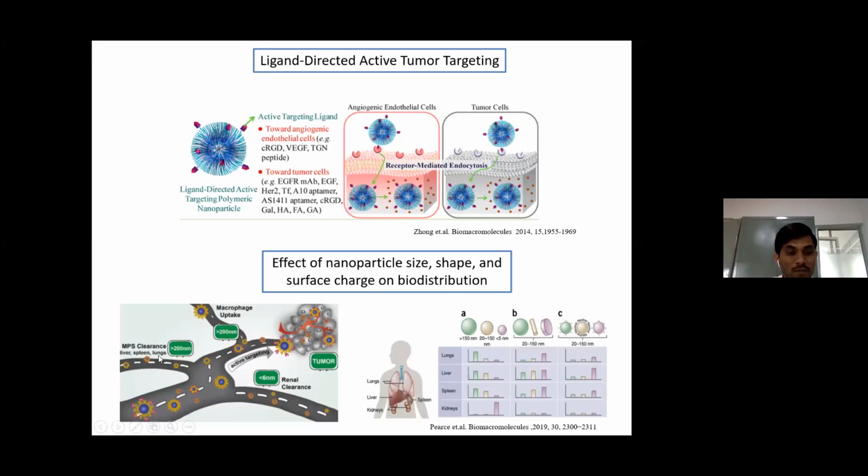Similarly for the liver, spleen, and lungs. We can see here the biodistribution pattern for the lungs, liver, spleen, and kidneys varied with the size, shape, and charge of the nanoparticles.